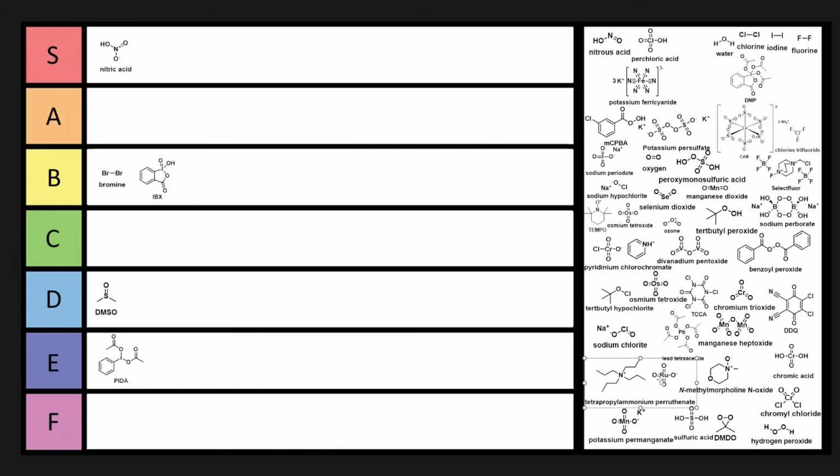It's kind of like DMP or Swern in terms of making aldehydes or ketones. I really like this one. I haven't personally used it, but I think it's a really useful oxidant. And so for that reason, I'm going to put it in S tier.